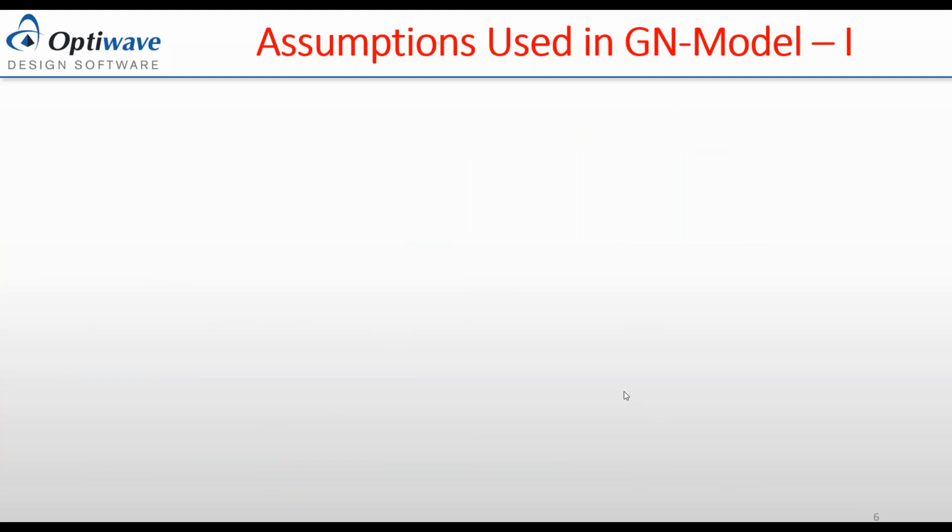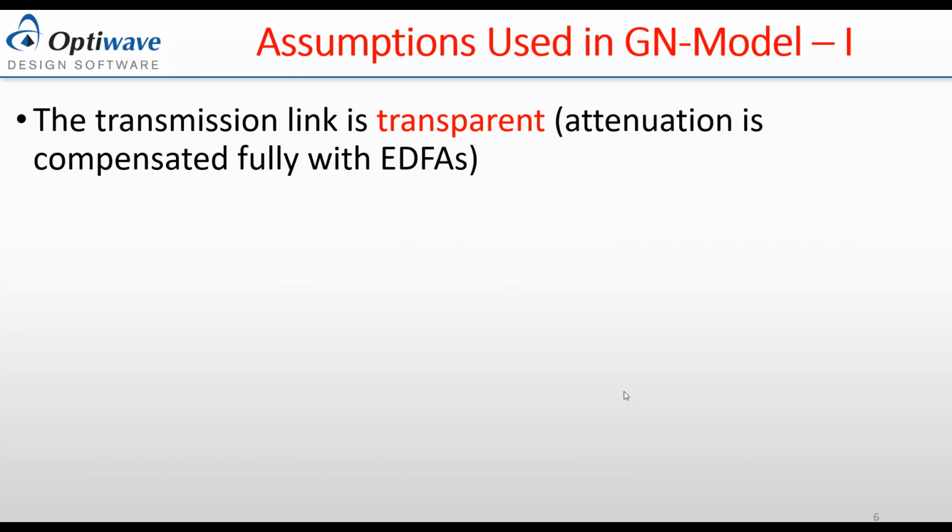The GN model has a few assumptions which are used in the calculation, and these assumptions are necessary to achieve very good accuracy. If some of these assumptions are not met, there would be some discrepancies between the real system and the actual simulations. The first assumption is that the transmission link is transparent, which means that each span is completely compensated in terms of attenuation by an EDFA. So the EDFA would amplify or compensate for the losses of the fiber.